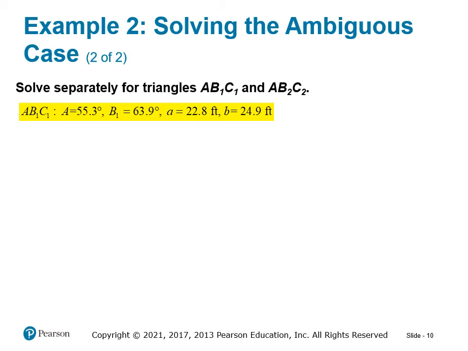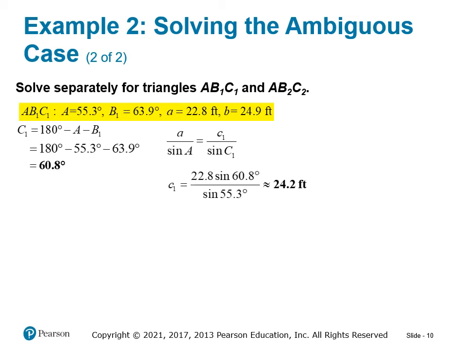Solving for our first triangle, remember for solving for triangles we need all angles and all sides, so we still need angle C and side C. Angle C is easy to find because all we have to do is subtract A and B from 180, right? Because we have two of the angles and we know that the three add up to 180. So for angle C we get 60.8, and now we can use the law of sines. A over sine A equals C over sine C, and again here we're looking for the side C, and so we're going to put that in the numerator.